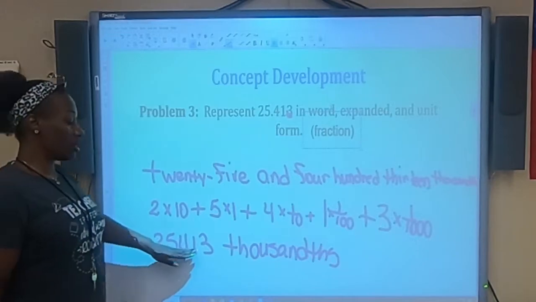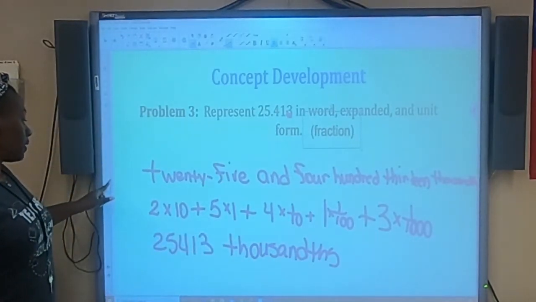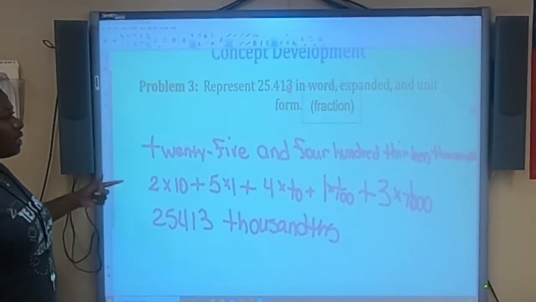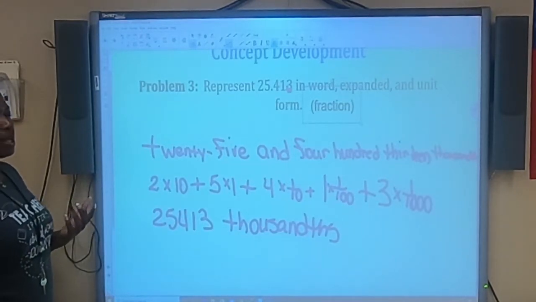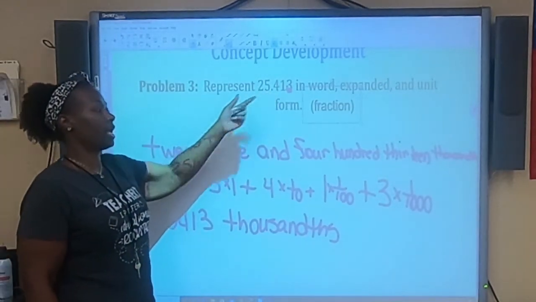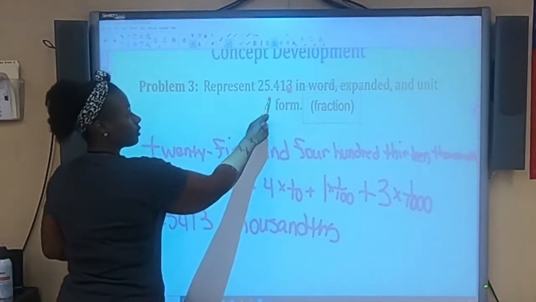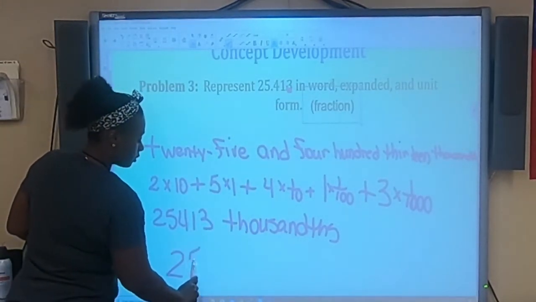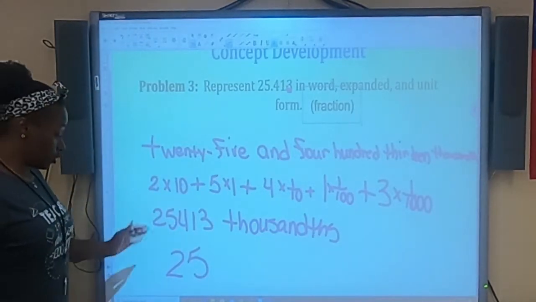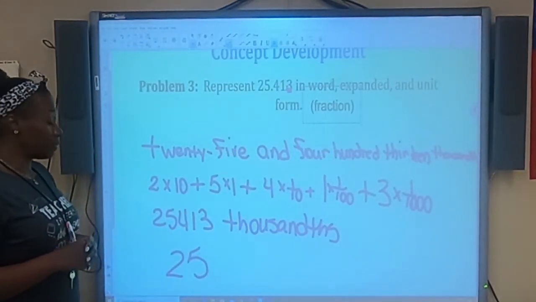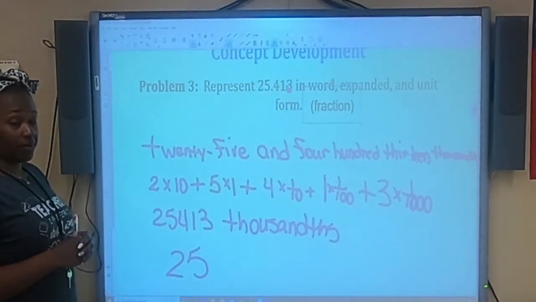So starting with our word form, which is our words, expanded form, which has multiplication sentences, and then our unit form, which is a number and a unit. Now we're going to write it as a fraction, or it has to be a mixed number because we have a whole number and we'll have a fraction. So anytime you have a whole number, whole numbers are written as whole numbers, 25. Nothing on the bottom, simply 25.